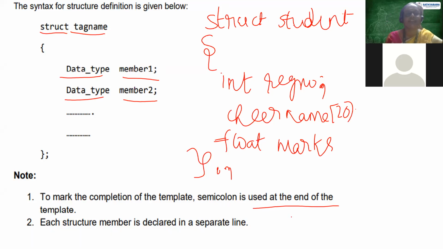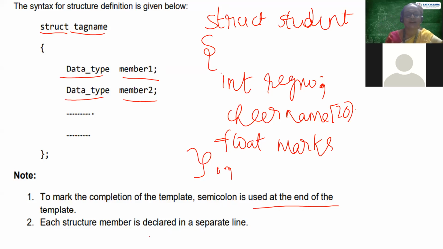Have everyone written the syntax for structure? Struct is my keyword. You all know what are the keywords here? Struct is my keyword, int is my keyword, char is my keyword, float is my keyword. Like int, char, float are keywords, similarly, struct is a keyword. Student is not a keyword. Student is the tag name. I can give simply student or I can give student detail. That's my own variable name or identifier name I will give.